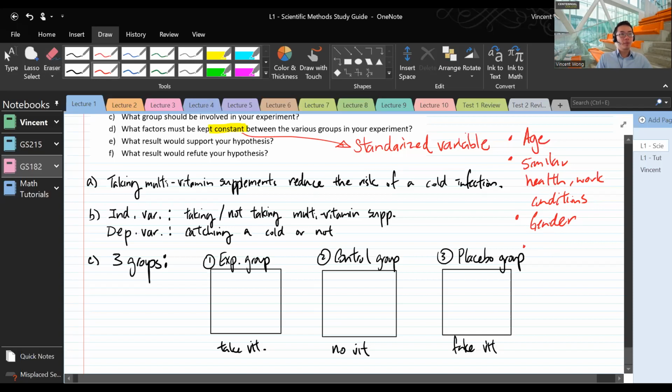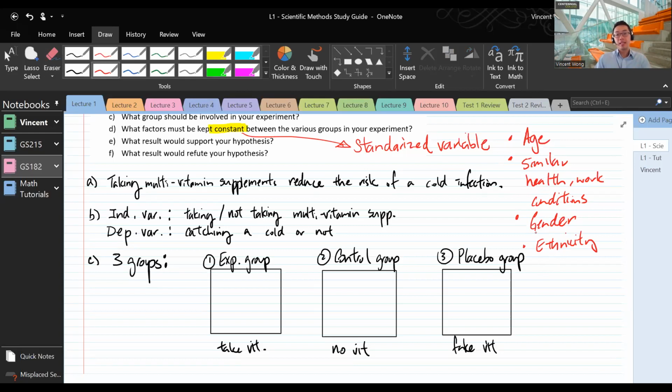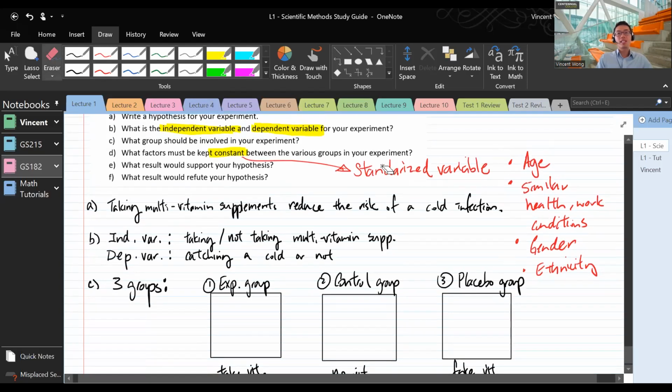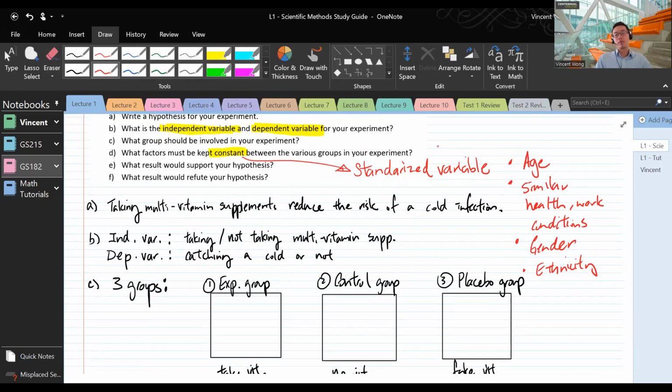Yeah, that would be like similar health conditions, right? Environmental conditions, yeah, we talked about that already. Age and gender, and then usually there's another one that follows. Ethnicity, right? Okay, so people with different ethnicity might have different susceptibility to catching a cold, so you want to have good representation. Does that make sense? So again, these are called standardized variables. They are the things that we try to keep as similar as possible between the different groups.